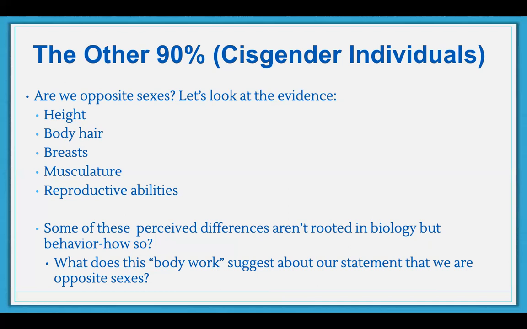And so then your book makes this point that some of those perceived differences, particularly things like body hair, breasts, and musculature, aren't as rooted in biology, but in behavior. And they refer to this as body work, right? That we work on our bodies in order to better fit the binary. And because so many of us are doing this body work, this helps reinforce and support the binary, because it makes us look more different than we are. And this goes back to the shiny armpits and the apocalypse example, right?